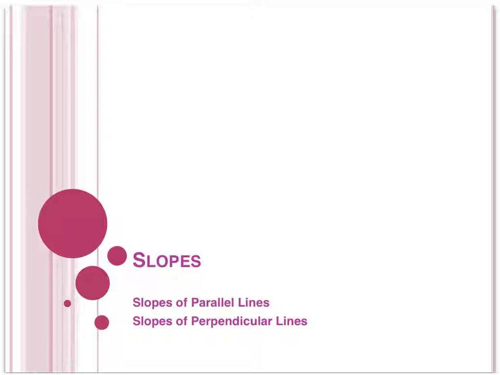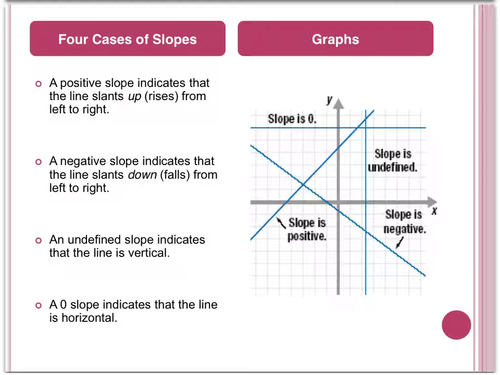In this section, we will be comparing slopes of different equations. In particular, we cover slopes of parallel lines and slopes of perpendicular lines. There are 4 different cases of slopes. The first case is a positive slope, and this indicates that the line slants up from left to right.